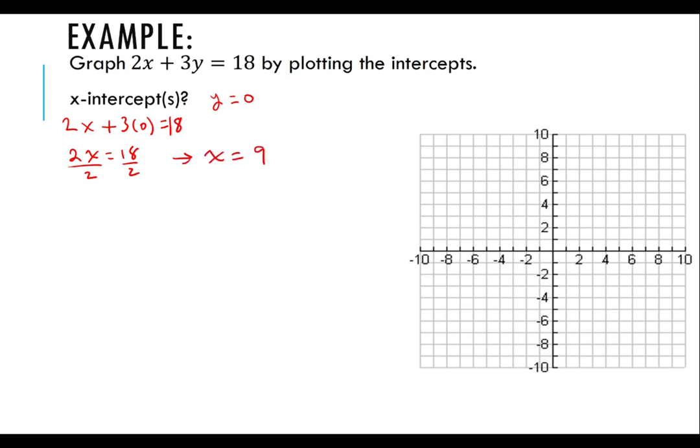All right, so what is our x-intercept? Well, the answer is not 9. X-intercepts are an ordered pair. That ordered pair is the value 9, 0. And so that's the x-intercept.